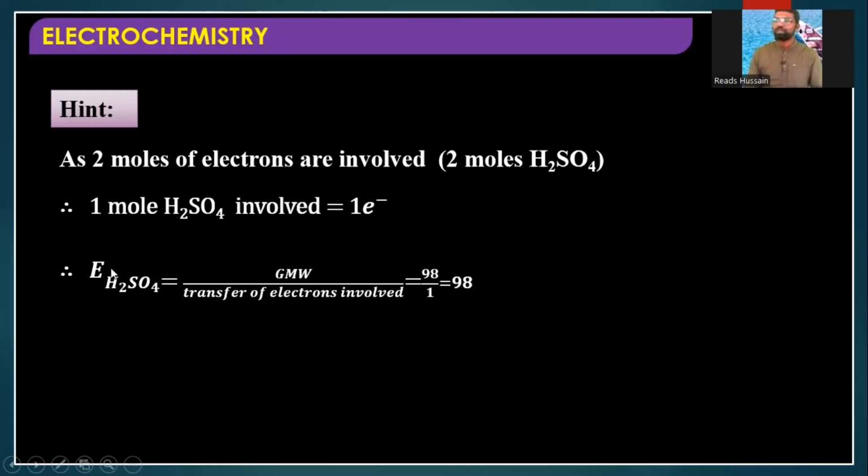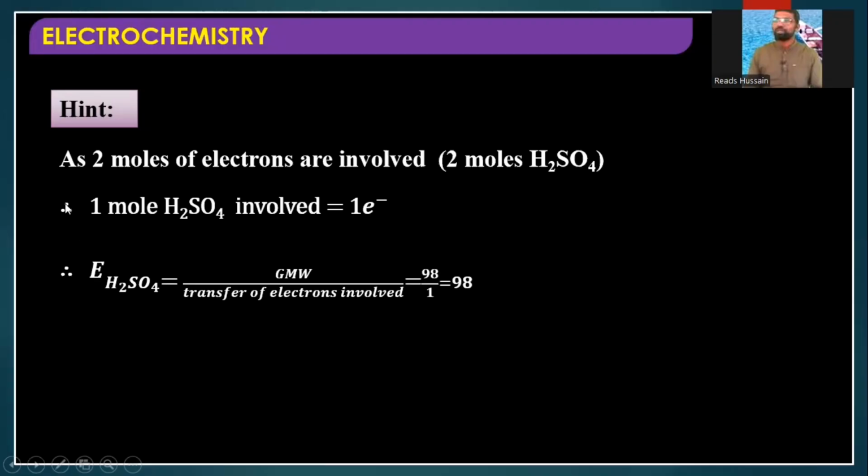How 98? Hydrogen atomic weight 1, 2 hydrogens are there, 2. Sulfur atomic weight 32, 2 plus 32, 34. Oxygen atomic weight 16, 4 oxygens are there, 16 fours are 64. If you add all these, you get 98 by 1. Actually, in sulfuric acid, generally 2 electrons are involved, so 98 by 2, then we'll get 49.